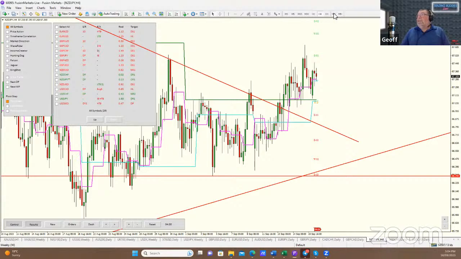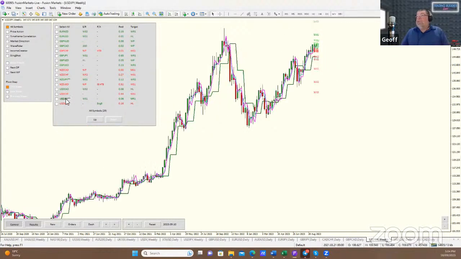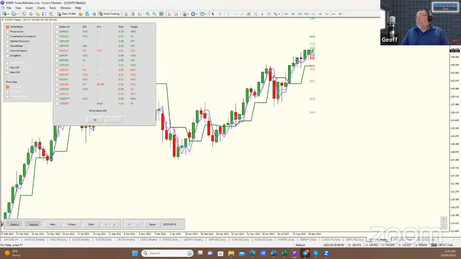Is known more classically as a key reversal bar. Now, what a key reversal bar is, why I'm on Kiwi and I'm supposed to be on dollar yen. There we are. A key reversal bar is something that looks like that. And its attributes are that its high is higher than the previous bar, and it closes on or near its low. It hasn't closed on its low in this case, but it's closed near its low. So that's a key reversal bar.